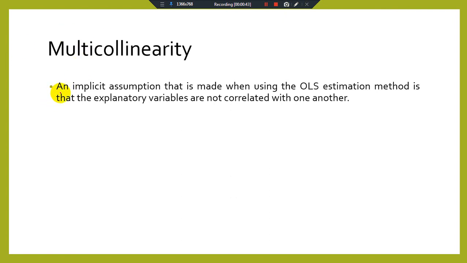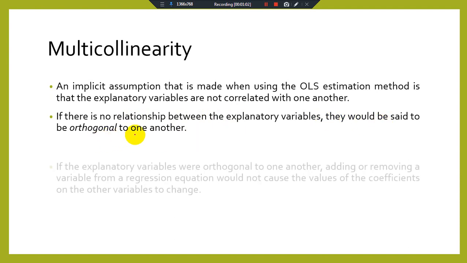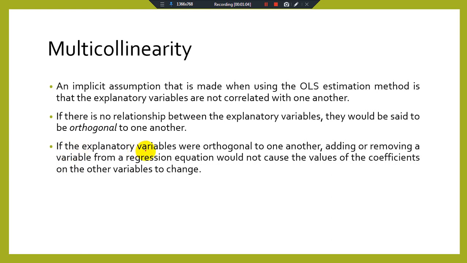An implicit assumption made when using the OLS estimation method is that the explanatory variables are not correlated with one another. If there is no relationship between the explanatory variables, they would be said to be orthogonal to one another. If the explanatory variables were orthogonal, adding or removing a variable from a regression equation would not cause the values of the coefficients on the other variables to change.